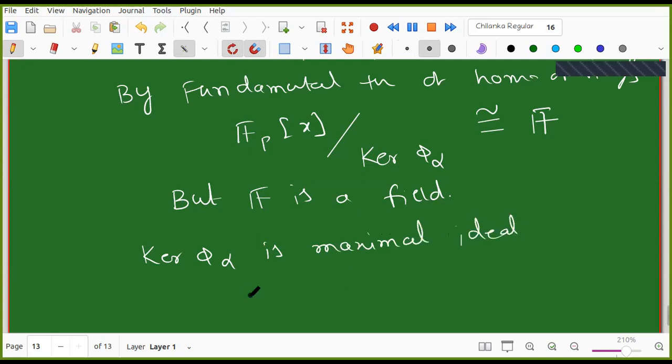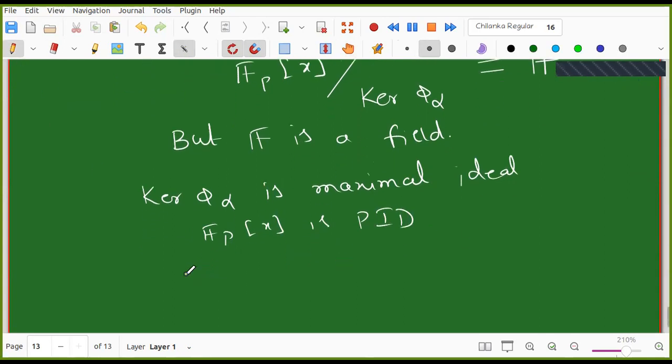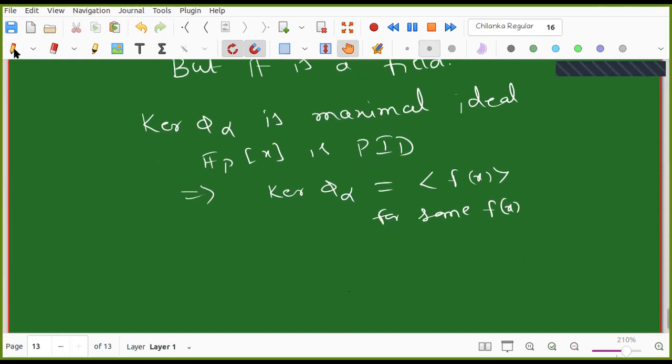And further, Fp[x] is a PID, right? F is a field, then Fp[x] is a PID. This implies my kernel of phi alpha is equal to (f(x)) for some f(x). Moreover, by uniqueness, we can choose f to be a monic polynomial.